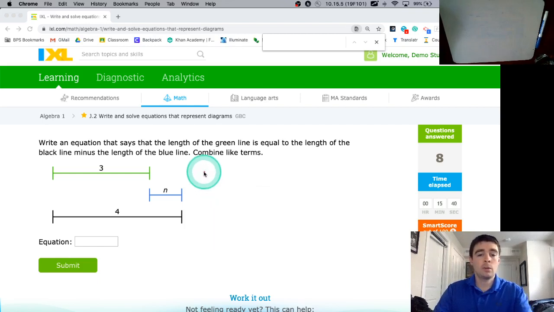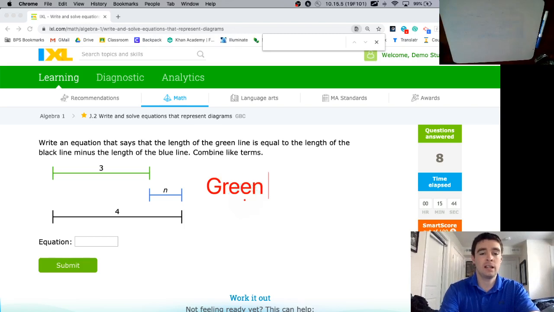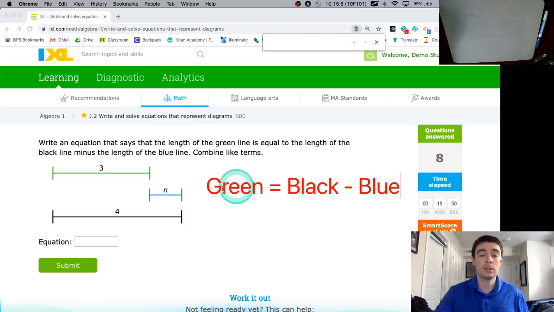Alright. So in this case, we're going to start writing an equation, and it needs to say the green line is equal to the black line minus the blue line. And you can kind of see in their diagram here, I'd normally think of this as green plus blue is equal to black, but you could also write an equation that says, well, you could find green if you take the length of the black one and subtract blue, all you'd have left over is the green one.